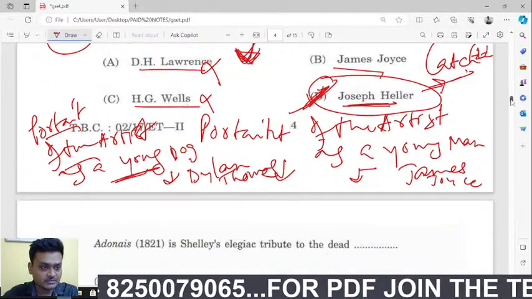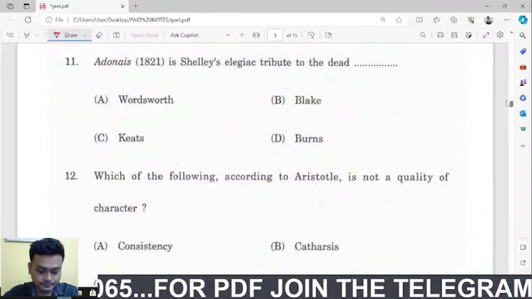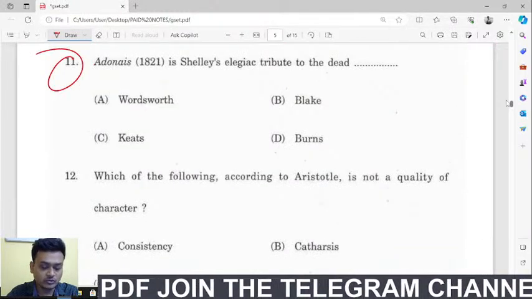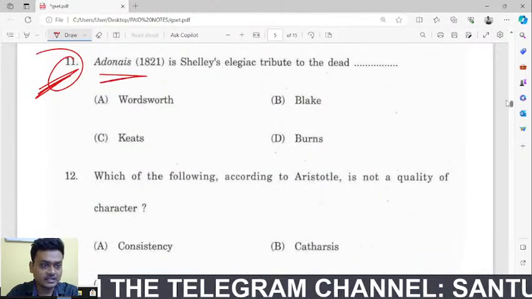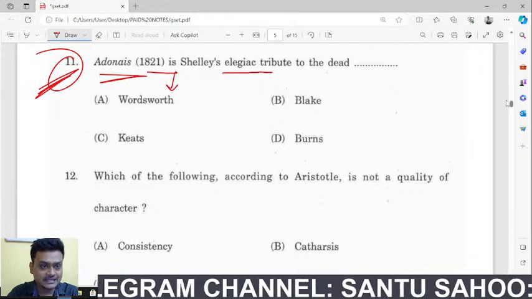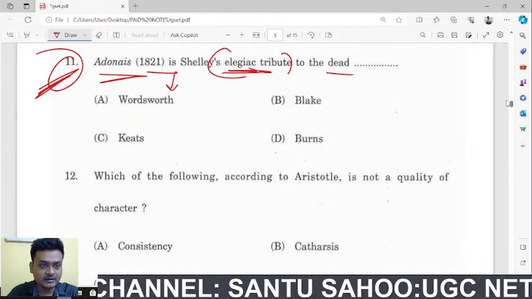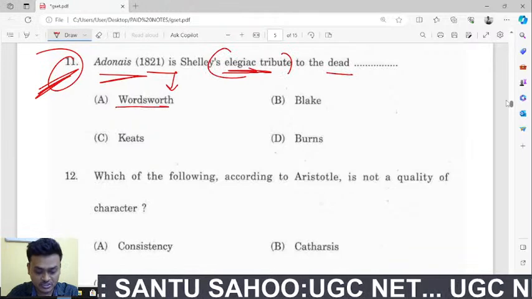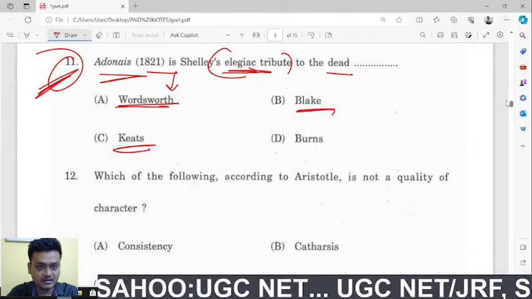Next question here is question 11. Very good. Well done. Adonais, 1821, is Shelley's elegiac tribute to the death of whom? Wordsworth, Keats, Blake, Burns.